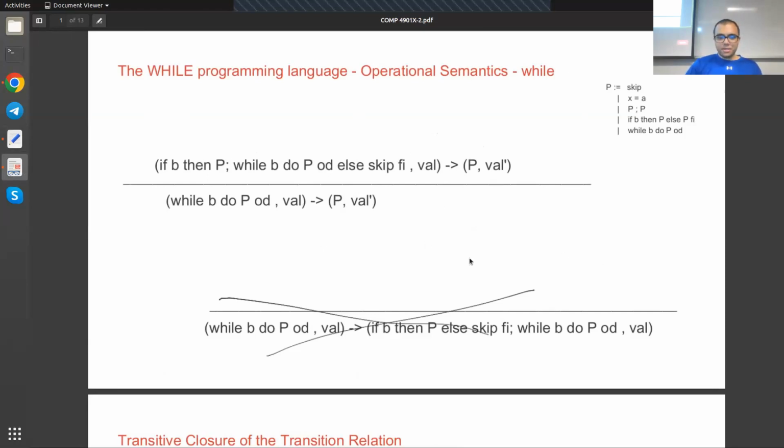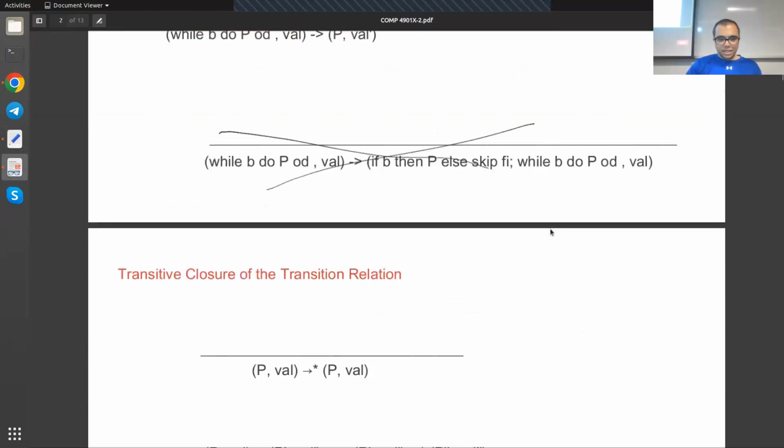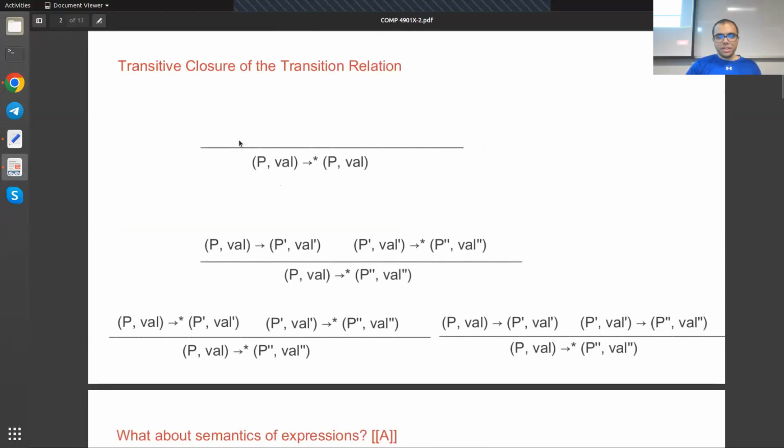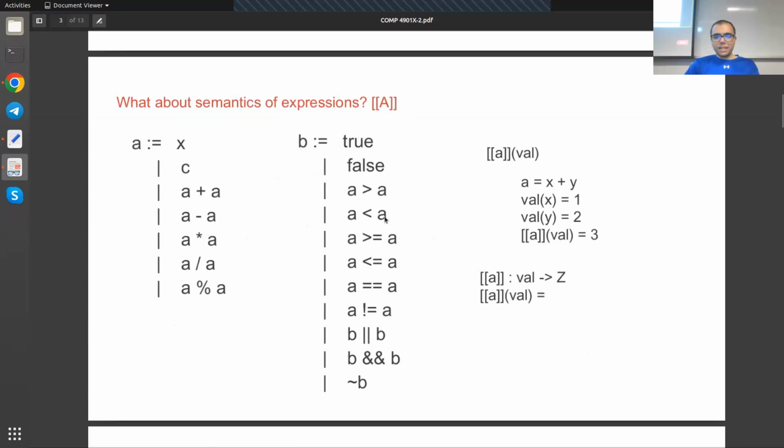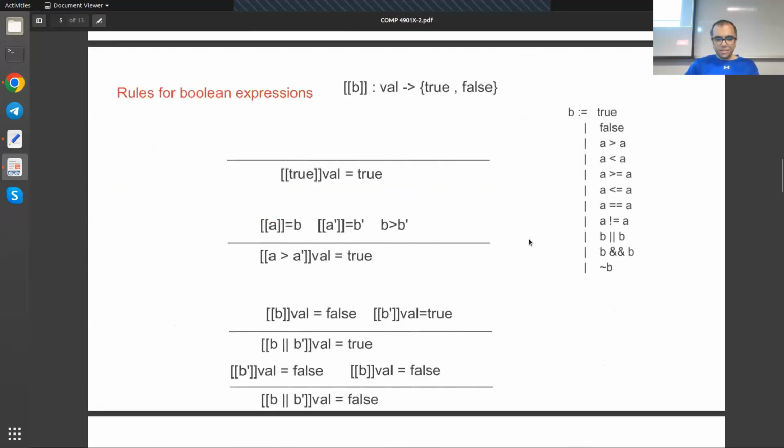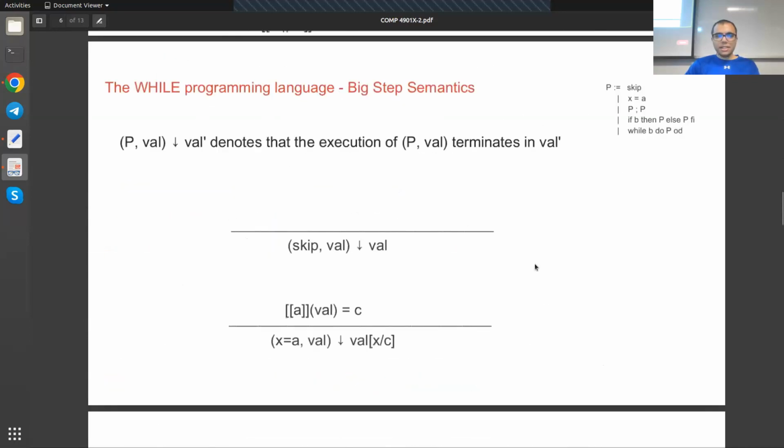Yeah, so just to do another overview, we talked about these things. We talked about this transitive closure of our transition relation, which was basically the arrow that does several steps of execution instead of just one. And that's why we had this star. We had different rules for that. We defined semantics of expressions. So all of these are on canvas now.